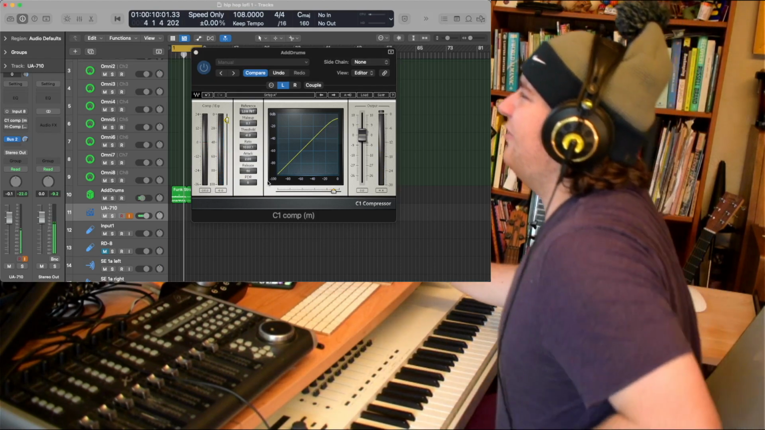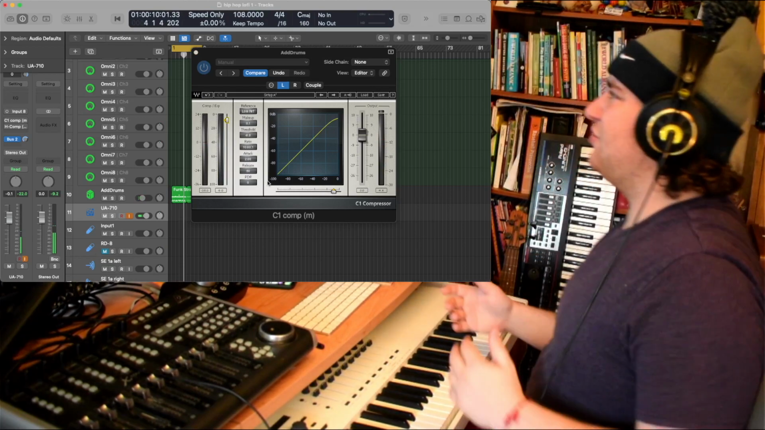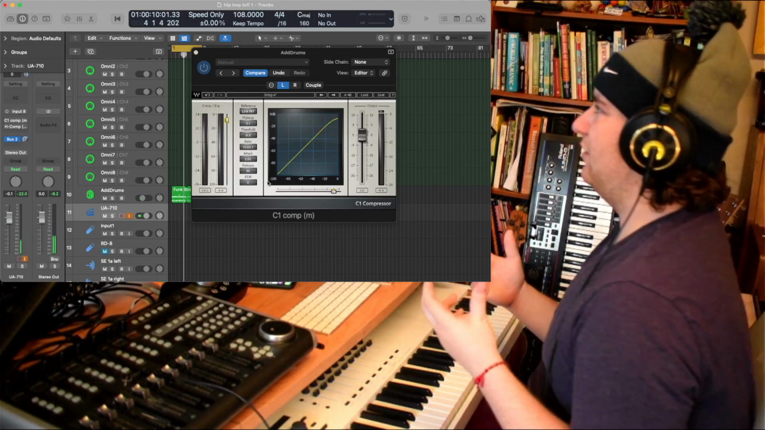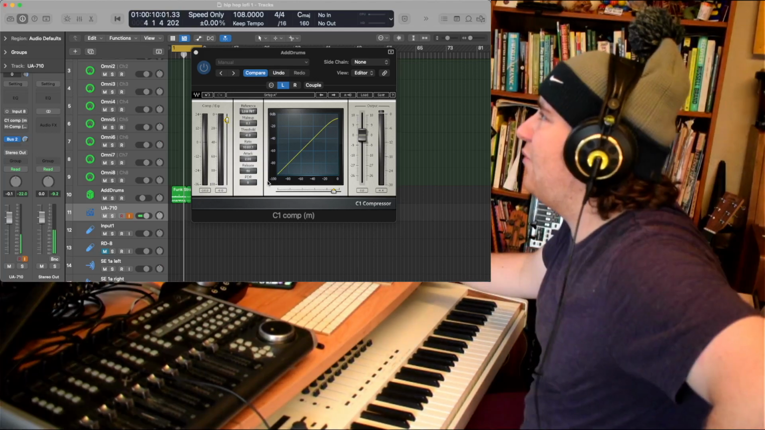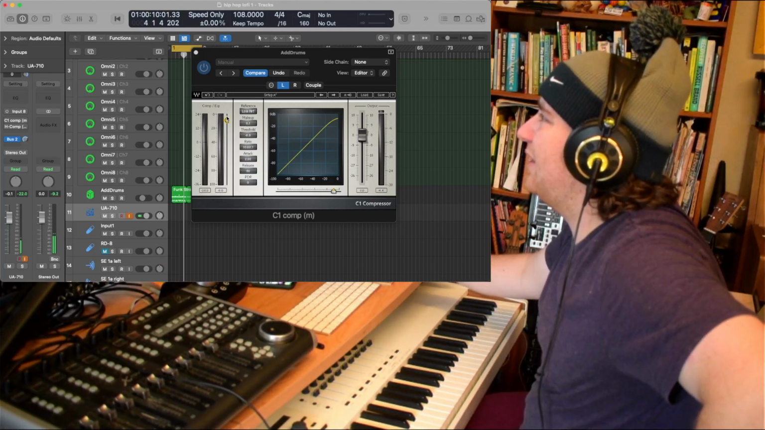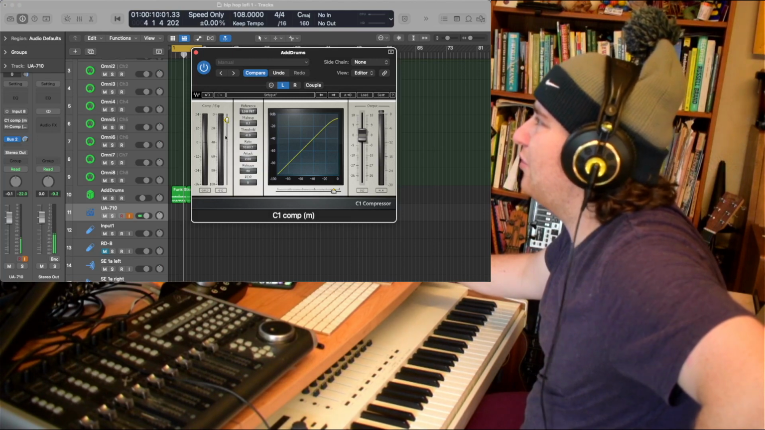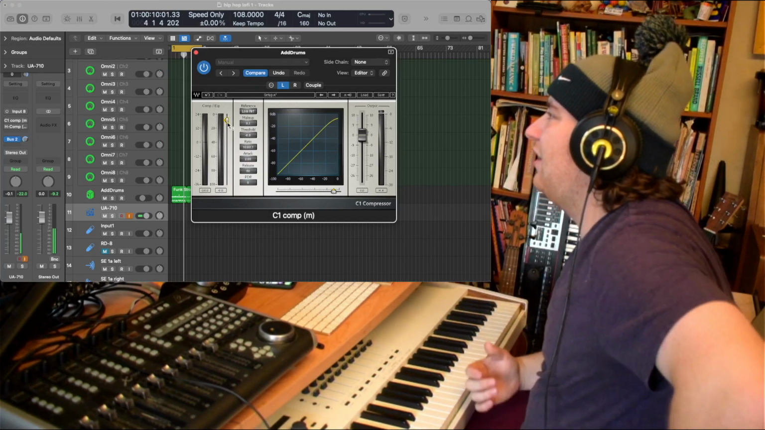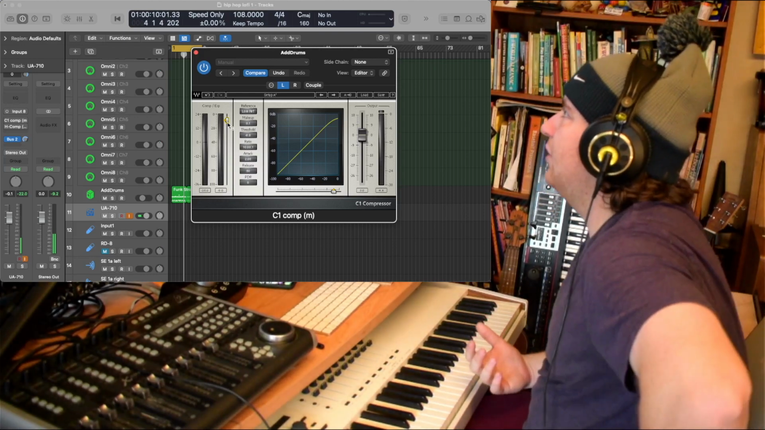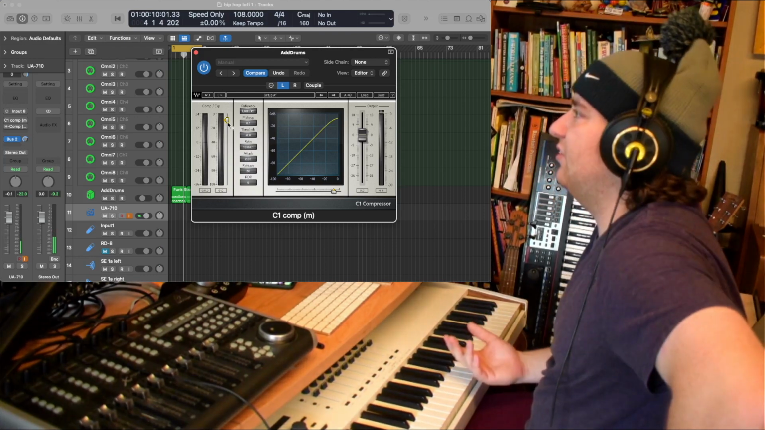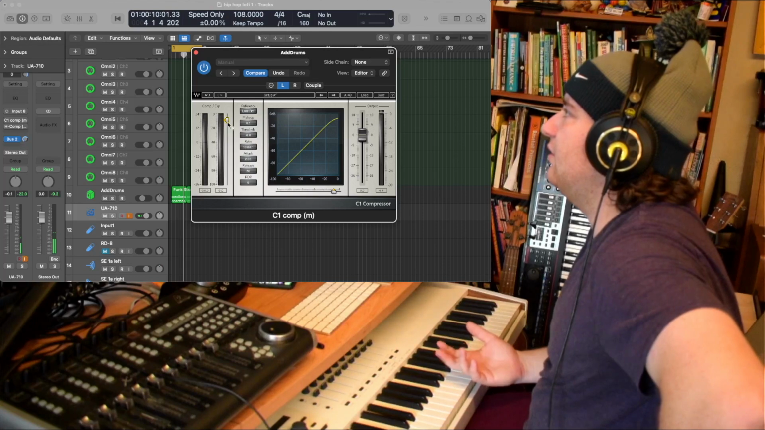Okay, so I tend to do this when I'm working with a tool like this, like compression. I mess around. I mean, that's the only way you can really tell what something's doing. I think too many times people are so afraid to touch this stuff. They're afraid to mess with it because it's like, I don't really know what it's doing. But it's like, no, you know what the threshold does. You know what the ratio does. And you know what the attack does.